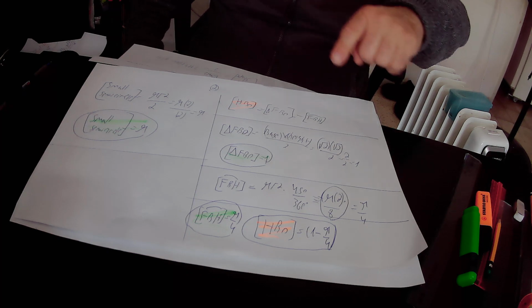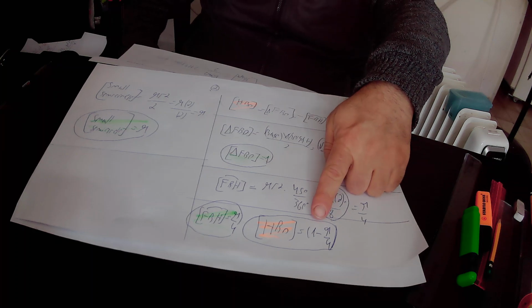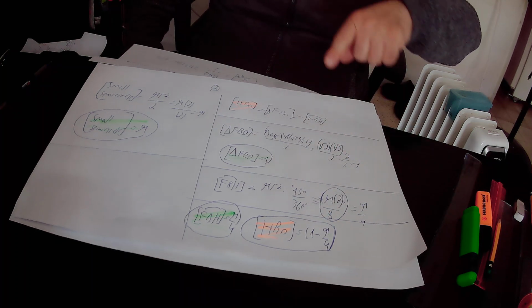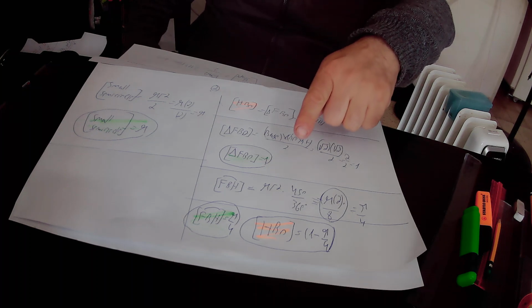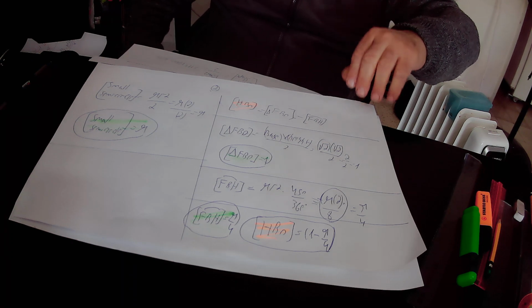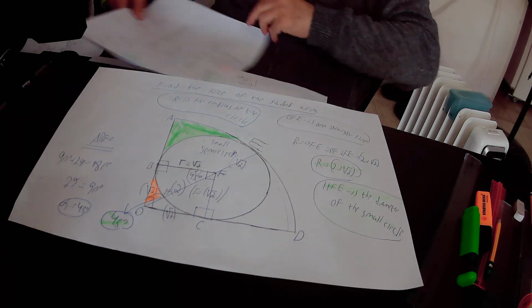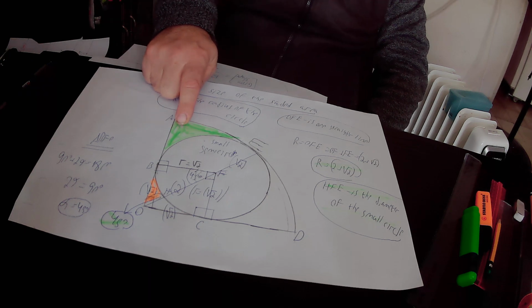And in total, the area of the orange shape equals the area of the right triangle FBO, that is 1, minus the area of the small sector FBH, that is pi over 4. So in total, the area of the orange shape FBO is 1 minus pi over 4 square units. Again, our mission is to find out the area of this green shape.